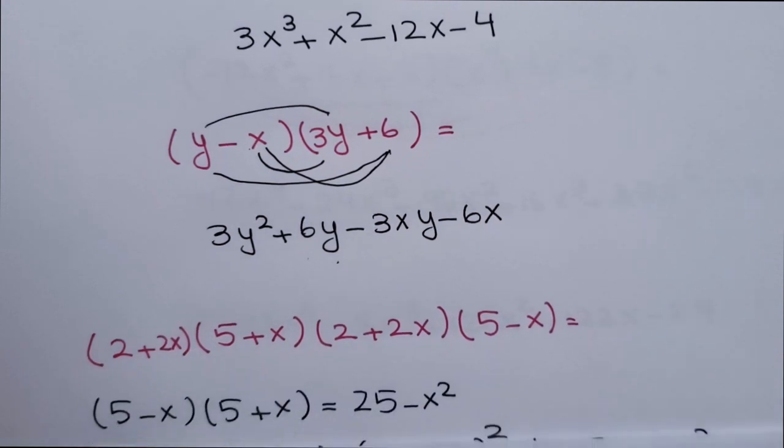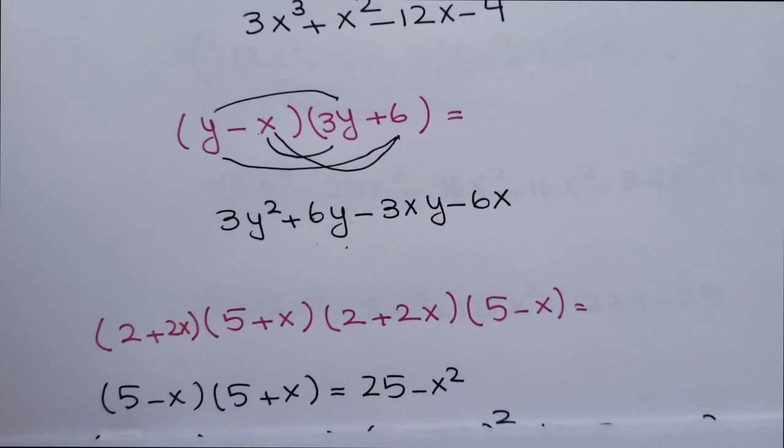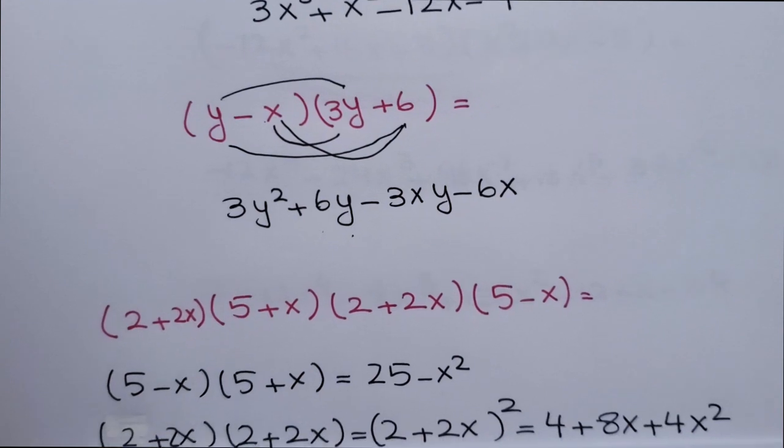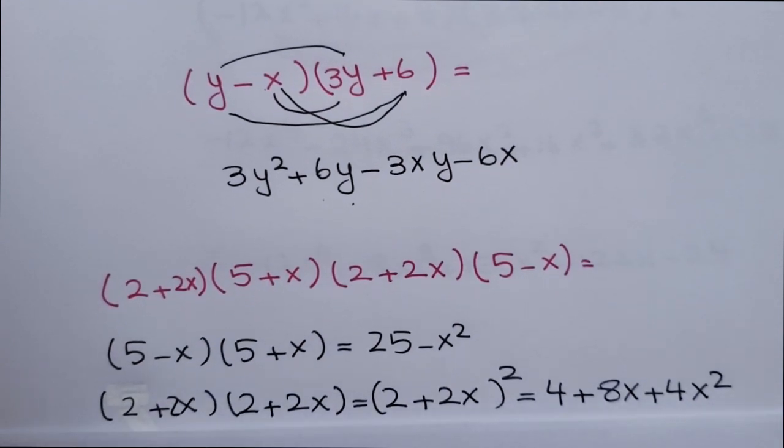So here, 5 minus x multiplied by 5 plus x is one of those factorizing patterns, 25 minus x squared. And then the other two brackets would be 2 plus 2x multiplied by 2 plus 2x. You can either do the FOIL or simply remember this is a square. So it would be a squared plus 2 times a b and then b squared, and you get the answer in one simple, easy step.